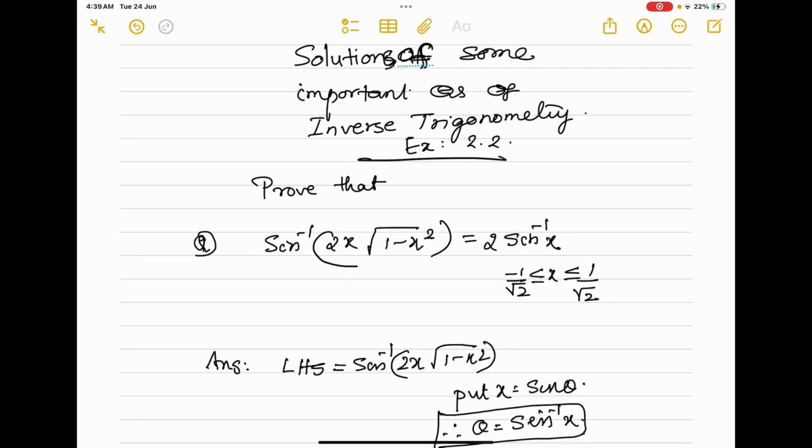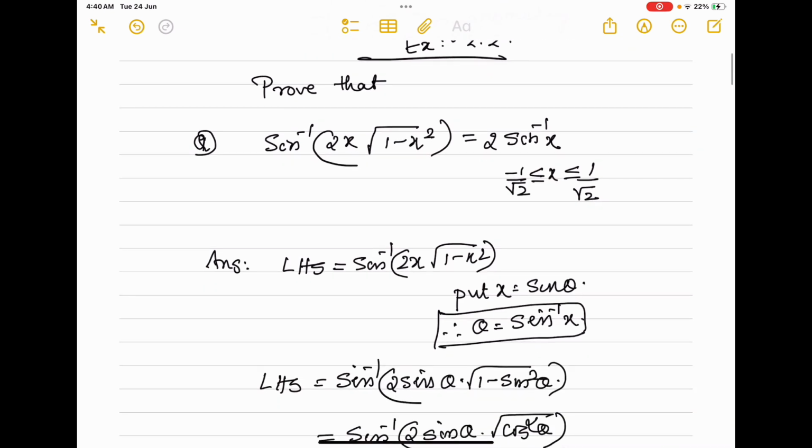Solutions of some important questions of inverse trigonometry, exercise 2.2. Prove that sin inverse of 2x root of 1 minus x square equals 2 sin inverse x, where negative 1 by root 2 is less than or equal to x, less than or equal to 1 by root 2. LHS equals sin inverse of 2x root of 1 minus x square.